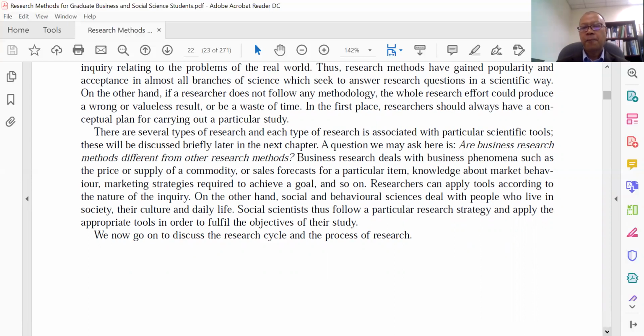And then based on the research method, business research and social science research will go and acquire data and information, analyze them, and then try to find a certain empirical evidence in order to answer the research problems and the research objectives that have been set at the early stage of the research.